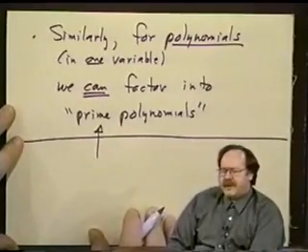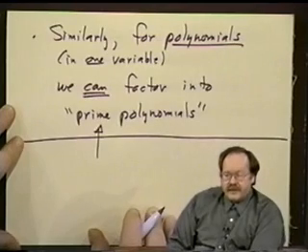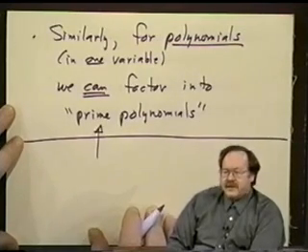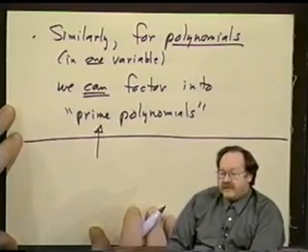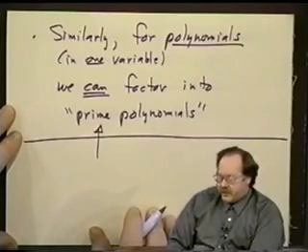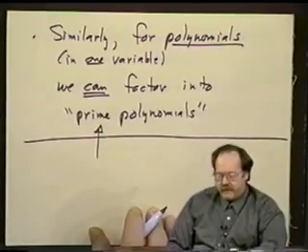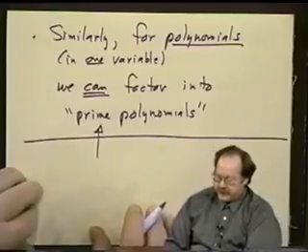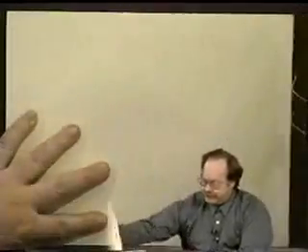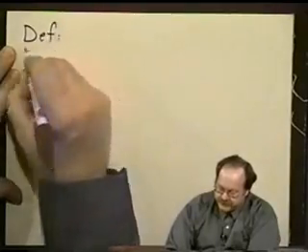Well, what was the idea about a prime number? A prime number was a natural number greater than 1 that was divisible only by itself and 1. So we need something analogous to that for polynomials. So let's go ahead and make a definition. And I think you'll see how this is going to be analogous.